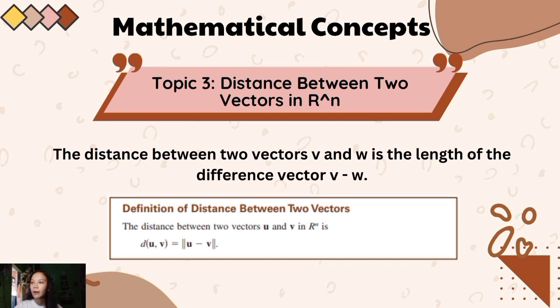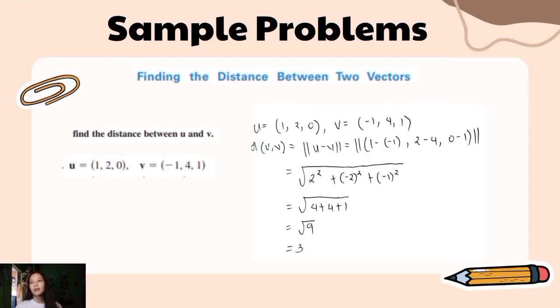So let's proceed to our sample problem for a better understanding again. Here, find the distance between u and v. We have u equal to (1, 2, 0) and v equal to (-1, 4, 1). First step, we are going to subtract u1 to v1, u2 to v2, and u3 to v3. So we have u minus v: 1 minus negative 1, 2 minus 4, 0 minus 1. The differences are 2, negative 2, and negative 1.